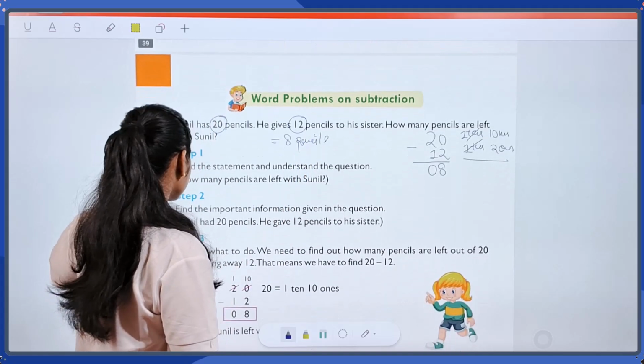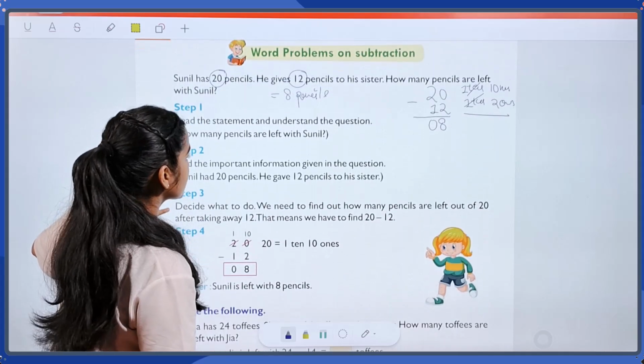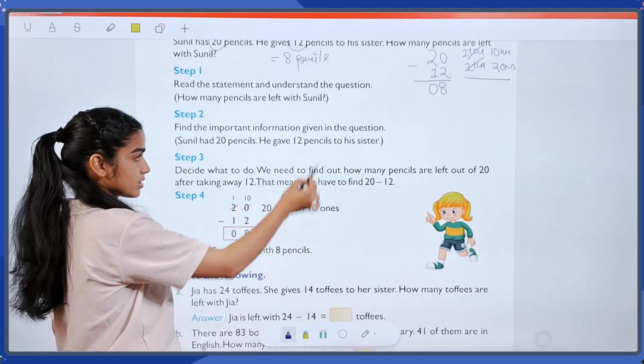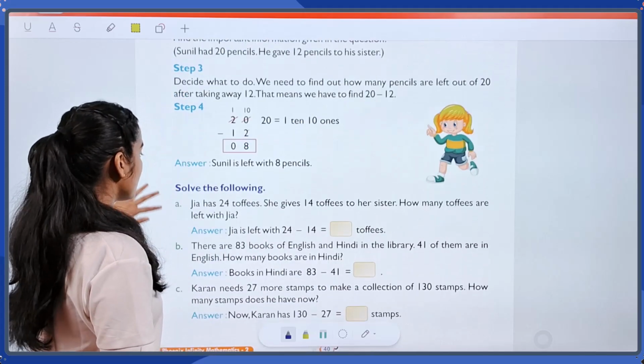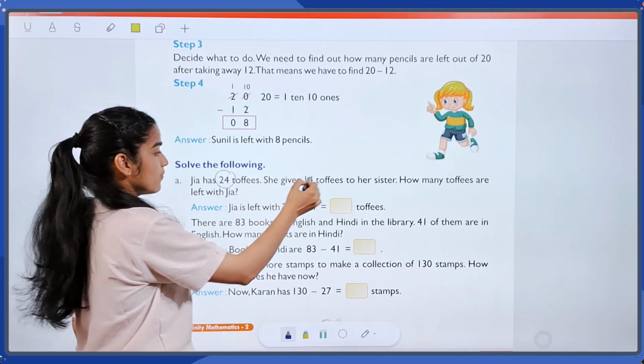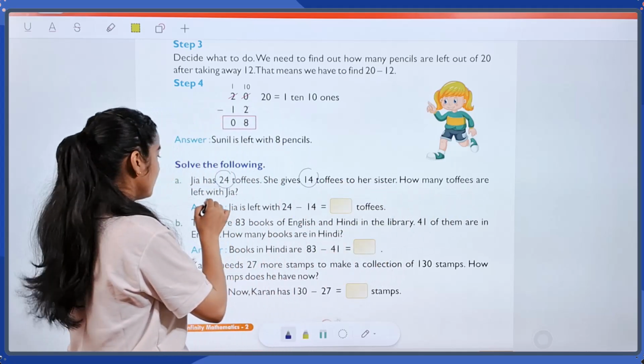Next, this is the question you have. So step 1, read the statement and understand the question as you do. Now 20 minus 12 you can subtract as I do. Now solve the following. Jia has 24 toffees. She gave 14 toffees to her sister. How many toffees are left with Jia?